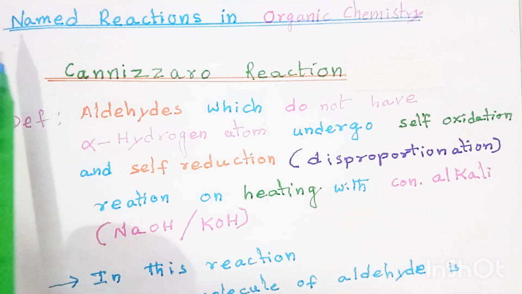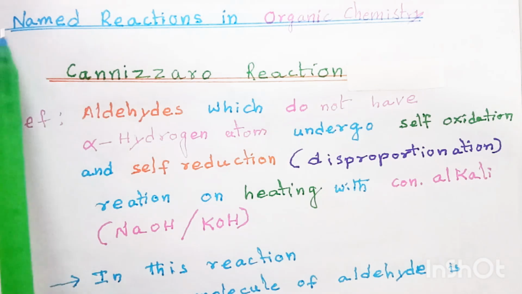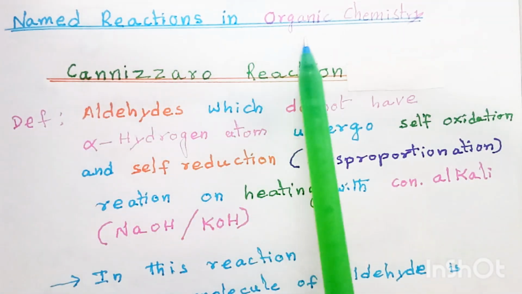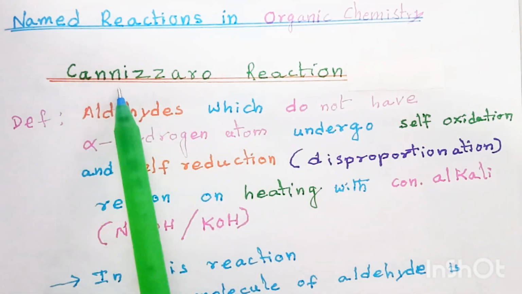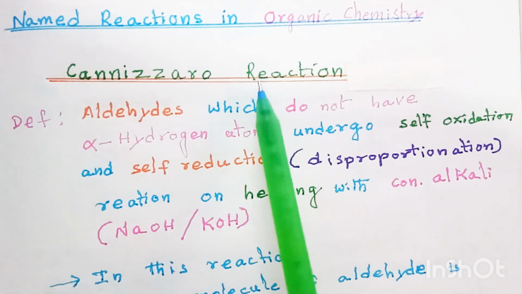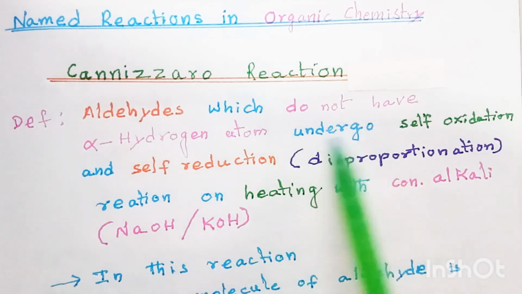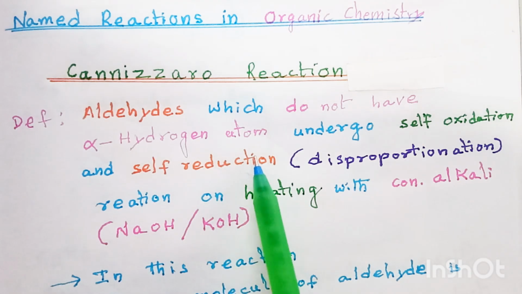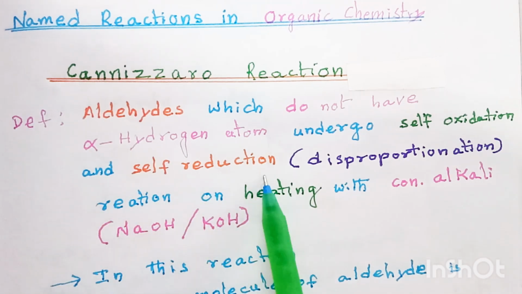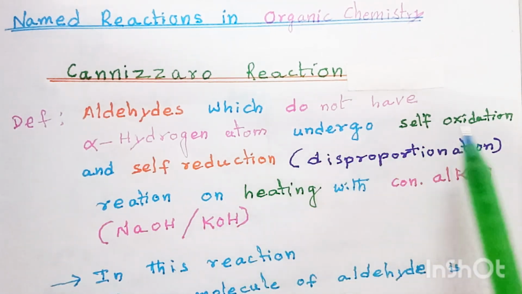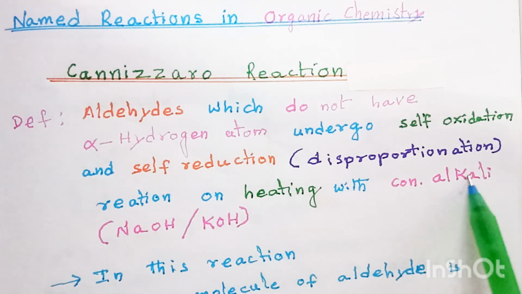In this lecture, we are going to learn about named reactions in organic chemistry. There are many named reactions in organic chemistry. One of them is Cannizzaro reaction. This is a very important reaction in organic chemistry. This is given by aldehydes which do not have alpha hydrogen atom. They undergo self-oxidation and self-reduction, that is disproportionation reaction, on heating with concentrated alkali.